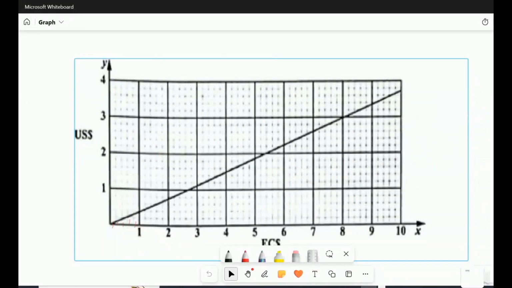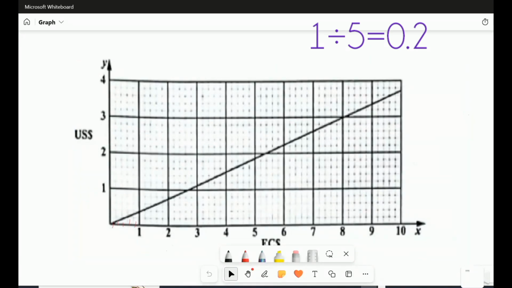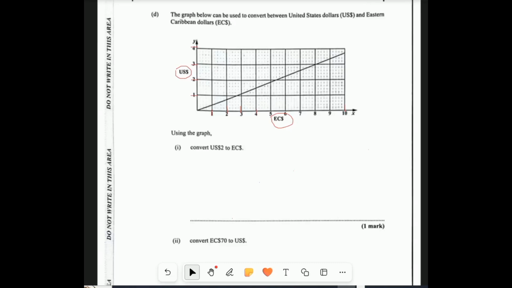Since there are 5 small boxes in one big box, by dividing 1 by 5, that will tell us how much each small box is equal to. And the answer is 0.2. This means that each small box is equal to 0.2, or in this case, 20 cents. Since we now know what the scale of the graph is, we can go ahead and answer the question.